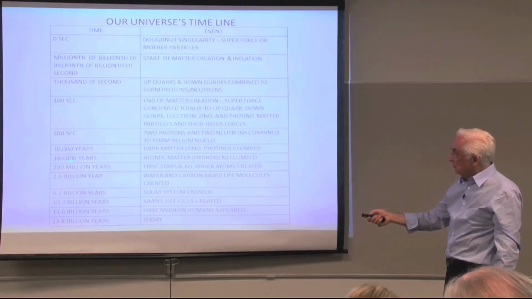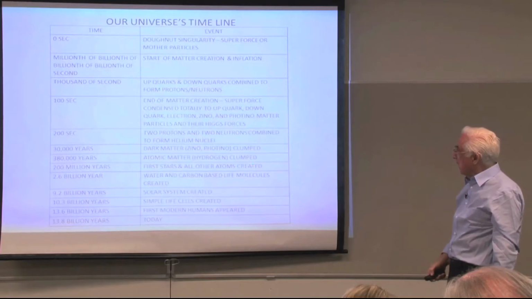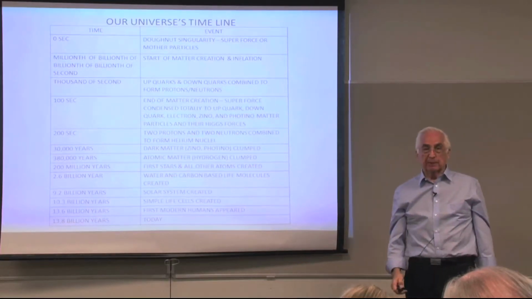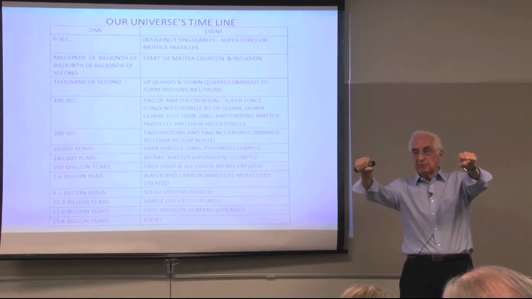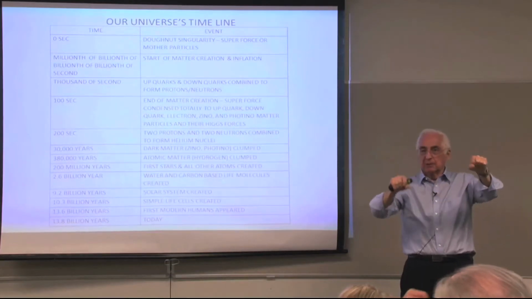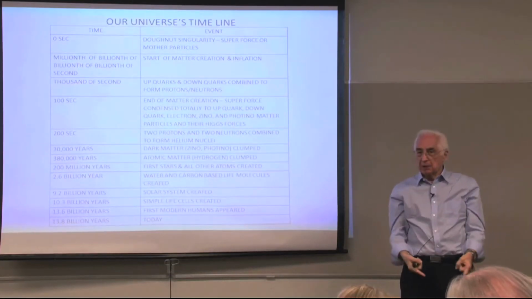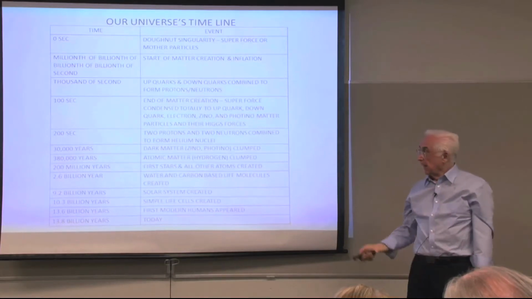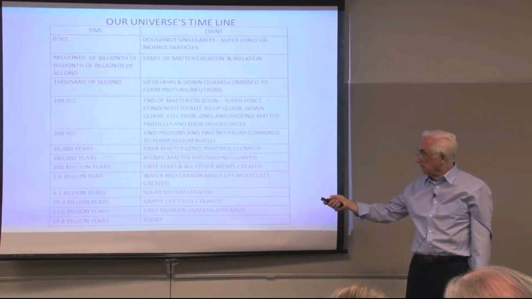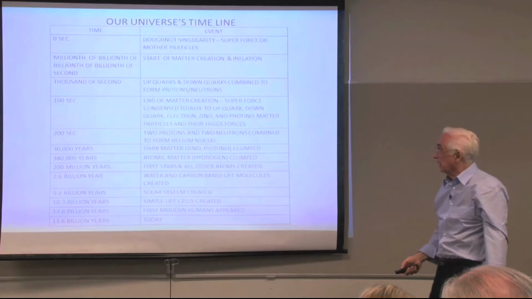At 380,000 years after the Big Bang, atomic matter, the hydrogen, began to clump together. So we had these lumps of xeno-photino matter particles, and we had these hydrogen molecules uniformly distributed. At 380,000 years after the Big Bang, the hydrogen molecules became attracted to these lumps. And what happened is we formed clouds of hydrogen molecules interspersed with the dark matter particles, the xeno and the photinos.